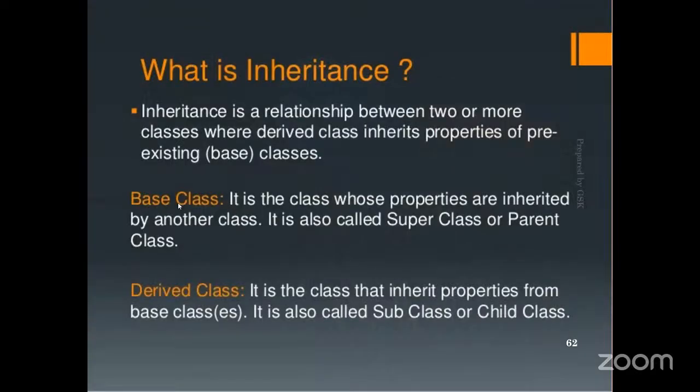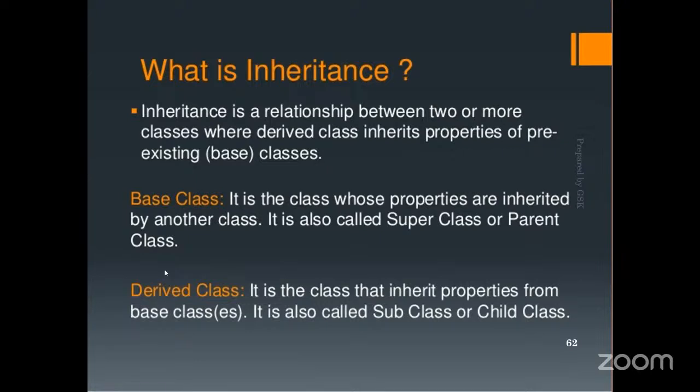The next feature of OOPS is inheritance. Very simple it is. Inheritance is the process of creating a new class from an existing class. Suppose you have some class in your program, and you create a new class from the existing class; your new class will also get the properties from the existing class. That existing class is called base class, or you may call it superclass or parent class also. All are valid terms.